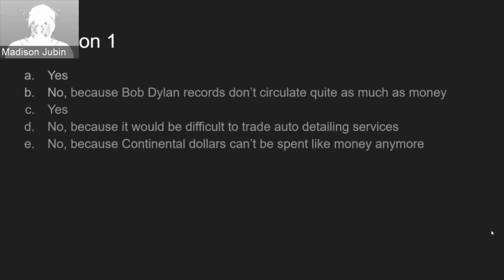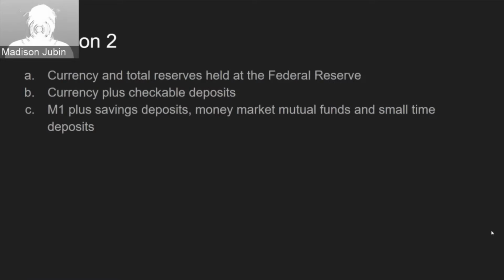The transaction of 1D, they are not using money because it would be very difficult to trade auto detailing services. The transaction for 1E, they are not using money because continental dollars can't be spent like modern day money anymore, even though it used to be money.